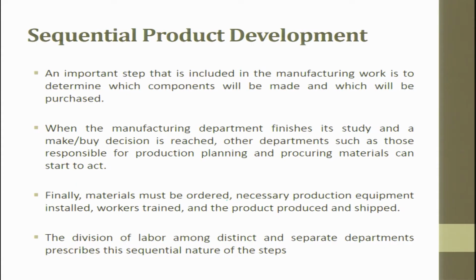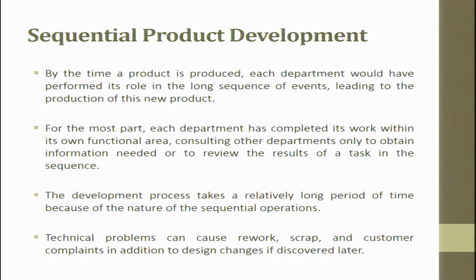Finally, materials must be ordered, necessary production equipment installed, workers trained, and the product produced and shipped. So all these things are at the last stage once the product is made. The division of labor among distinct and separate departments describes this sequential nature of the steps. By the time a product is produced, each department would have performed its role in a long sequence of events leading to the production of a new product.